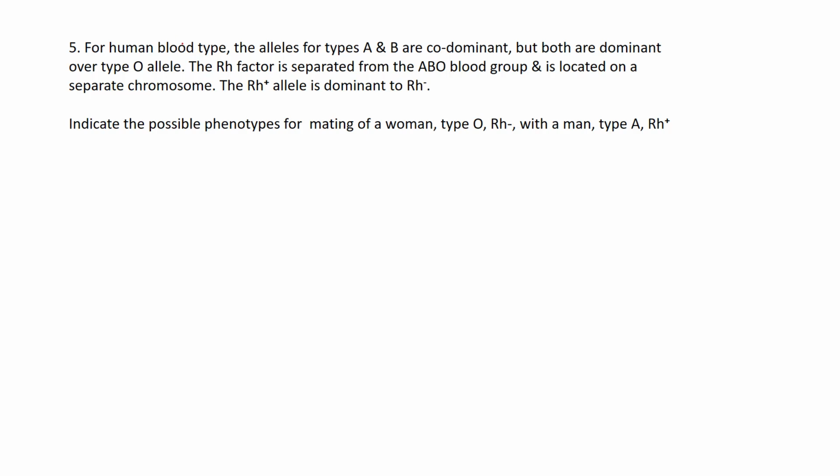It says for human blood types, the alleles for types A and B are co-dominant, but both are dominant to type O alleles. So if you remember in the student note packages, we said this is some of the nomenclature that you do have to memorize. A lot of times you're making up your own, arbitrarily giving them their own letters and stuff like that. But this one you want to memorize. So what that means is if I have a capital A and a capital B together as a genotype, they are going to be codominant, and I'm going to have AB blood type.